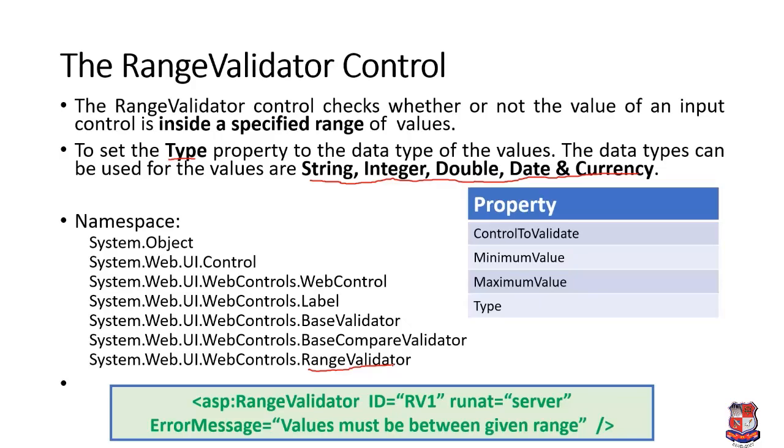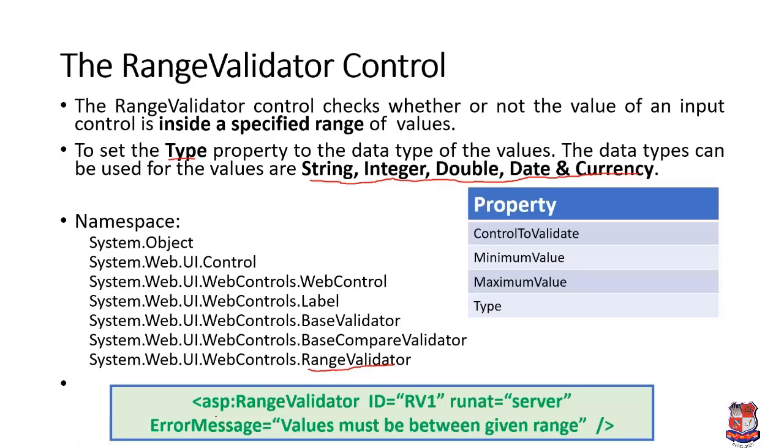Apart from these, properties are also available for the range validator control. Those properties are ControlToValidate, which is used to contain the input control to validate. Next is MinimumValue. It is used to set or obtain the minimum value of the validation range for the range validator control. And next is MaximumValue. This property is used to obtain or set the maximum value of the validation range. And the next property is Type. We already discussed the probable values of the Type property: string, integer, double, date, and currency.